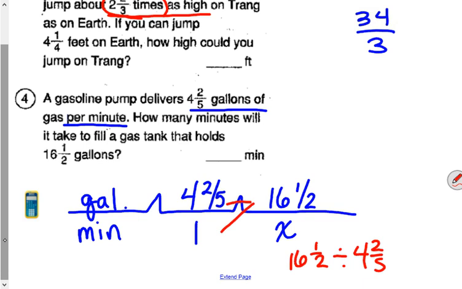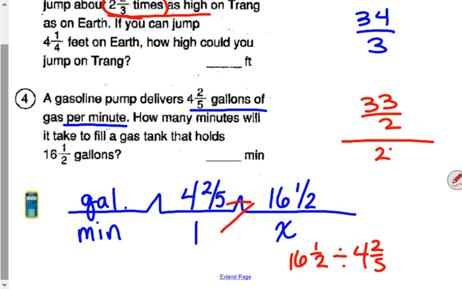And then after you hit the 33 halves, arrow to your right, and then hit the division button, and it's going to look like this on your calculator. And then you can divide by 4 2/5. So you've got to change the 4 2/5 to an improper fraction, which is going to be 22/5.